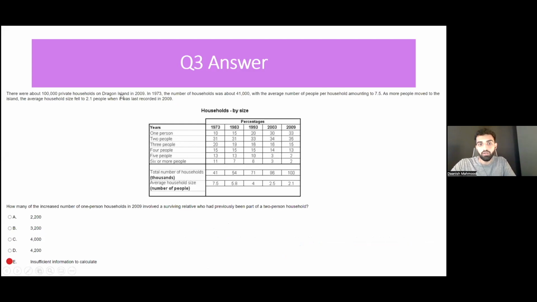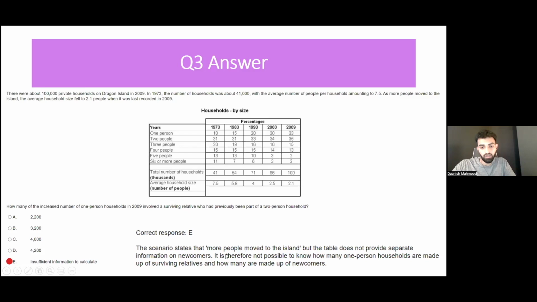Question number three. So this was, how many of the increased number of one person households in 2009 involved a surviving relative who had previously been part of a two person household? It's such a wordy question, and I'm sure you could tell you can't do this question. Insufficient information. There is no indication of who had lived previously in a two person household. It just gives you numbers and tells you how many people are in each year.